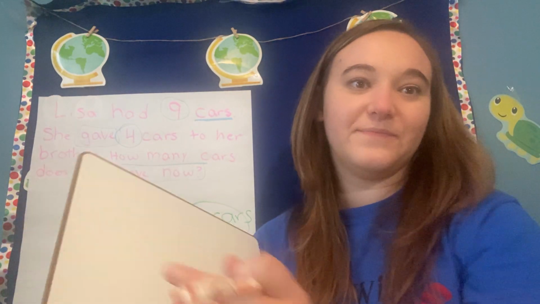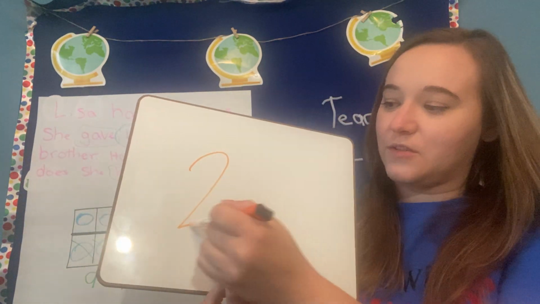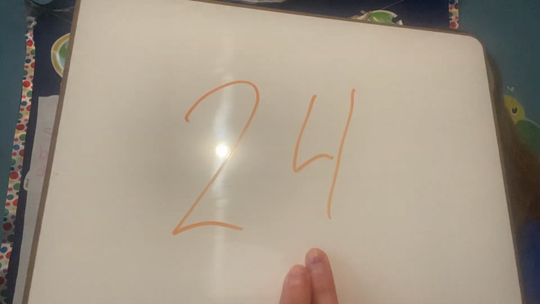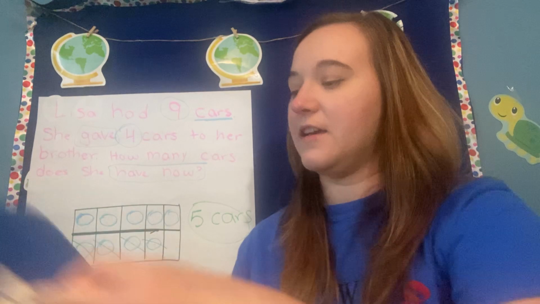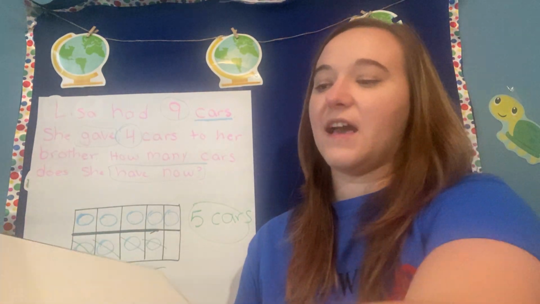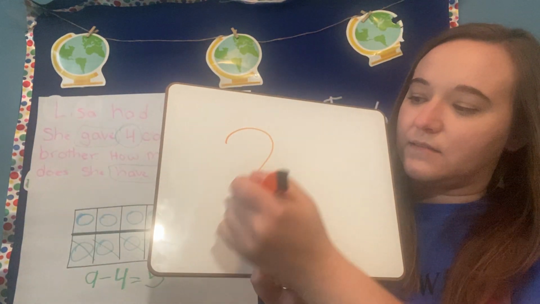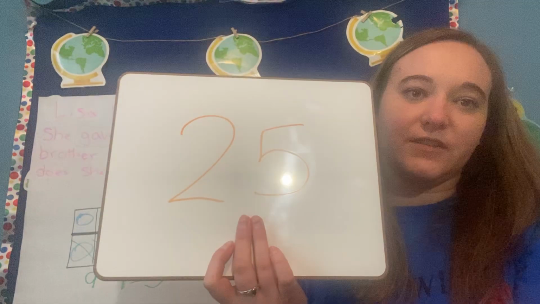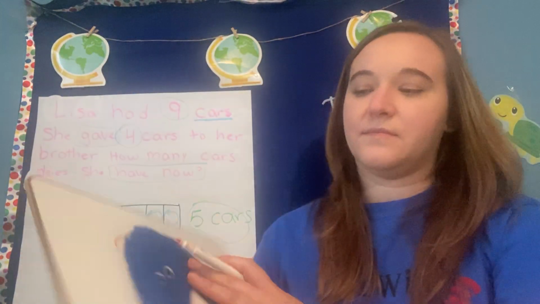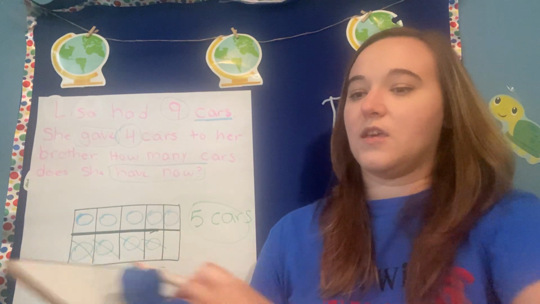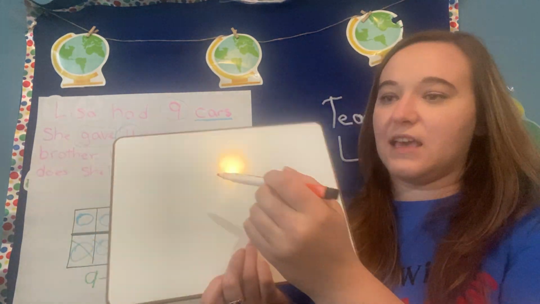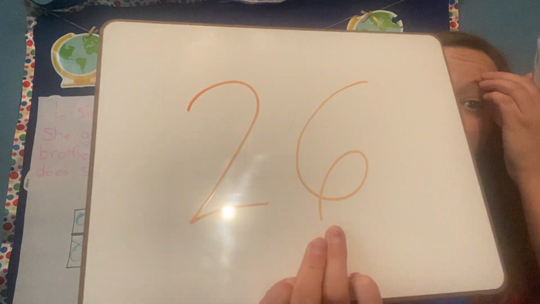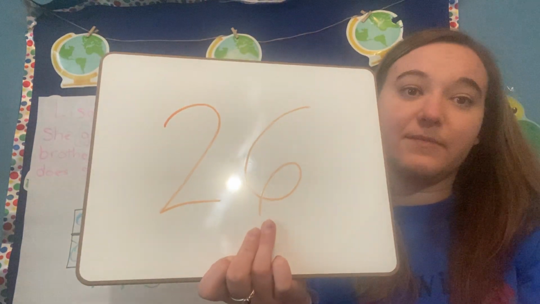24 is a 2 and a 4. Good job. Write that down. 25 is a 2 and a 5. Good job. 26 is a 2 and a 6. Great job.